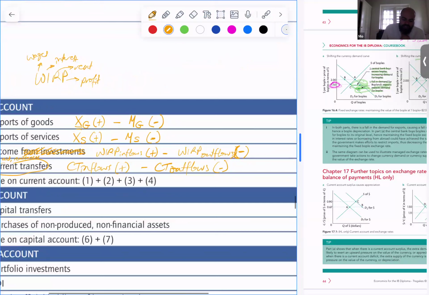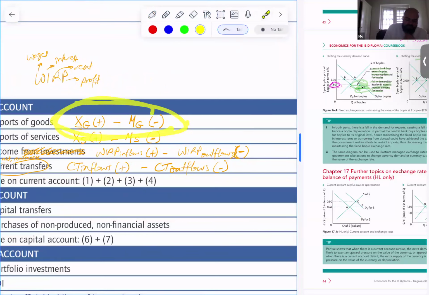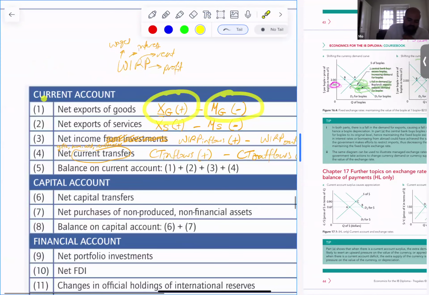Okay, so basically, each of those sub-accounts can be in deficit if the sum of debits exceeds the sum of credits, or in surplus if the sum of credits exceeds the sum of debits. All right, when you add item 1, item 2, 3, and 4, that gives you the balance on the current account. 1 plus 2 plus 3 plus 4.